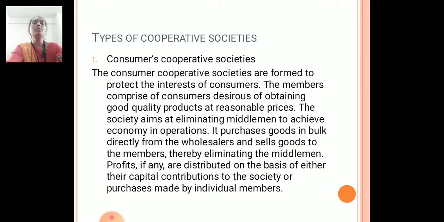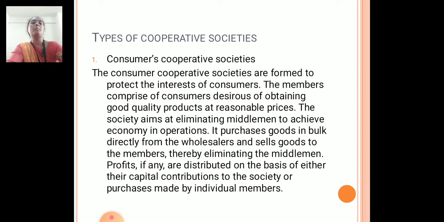The consumer cooperative societies are formed to protect the interest of the consumers. As I told you all, the purpose of forming such kind of business organization is for the welfare of the people. Now here it is for the welfare of the consumers. Now how to protect the interest of the consumer? To get quality goods at a reasonable price. That is the main motto of forming this kind of society.